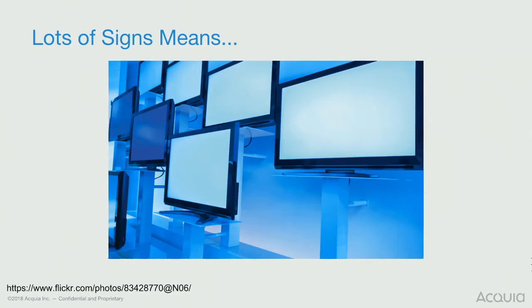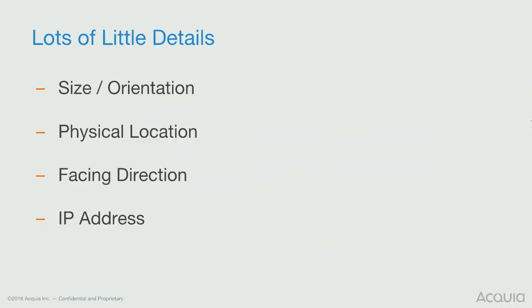Now, when we add more than one sign into this equation, there's a lot of little details that all of a sudden make this notion of categorizing and breaking up the data infinitely more complicated. So if you have 100 signs or 2,000 signs or 100,000 signs, we now have to keep track of how big is the sign that we're sending data to, right? That screen versus this screen versus this screen could all be showing the same data, but we can't show it in the same way on a phone that we'd show on a big projection screen in a room like this.